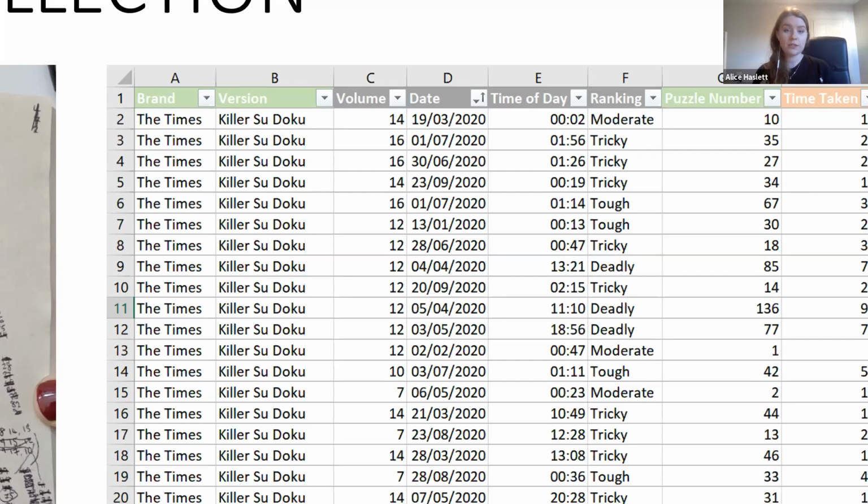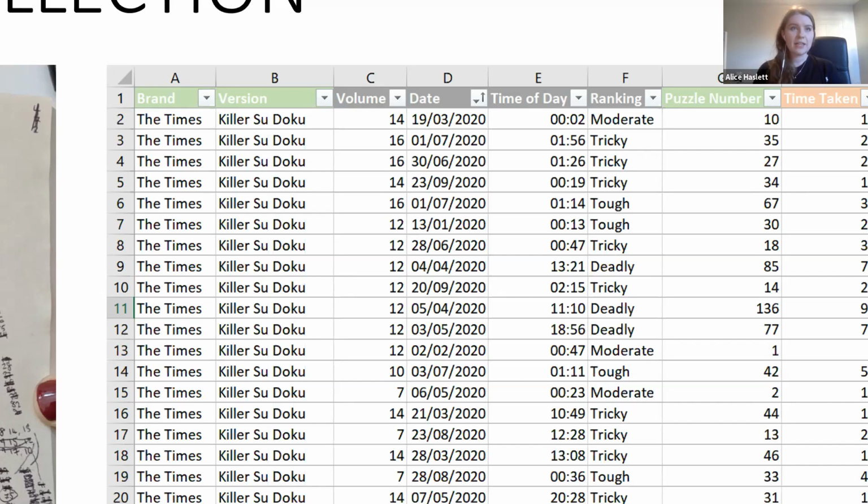I also looked at the volume, so that's the book number and the puzzle number. And this was helpful because it meant I had a unique identifier for each puzzle. So if for some reason it seemed like something was wrong with one of the puzzles, I could easily go back and see which puzzle it was. I had the date. So this was good because I wanted to see day of the week. So this meant that I knew if it was a Wednesday or a Friday. The time of day, so that I could track how I was at 9 p.m. versus at 10 p.m. The difficulty level, so that's the ranking there. The difficulties were moderate, then tricky, then tough, and then the most difficult was deadly.